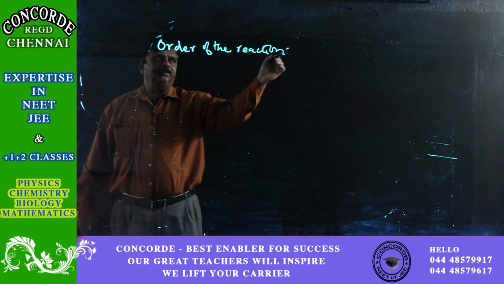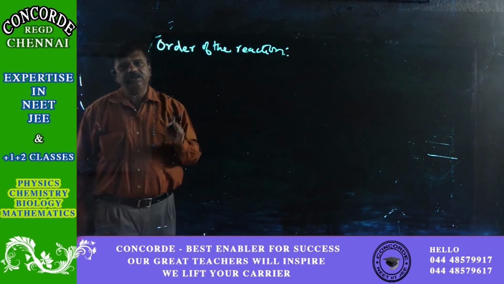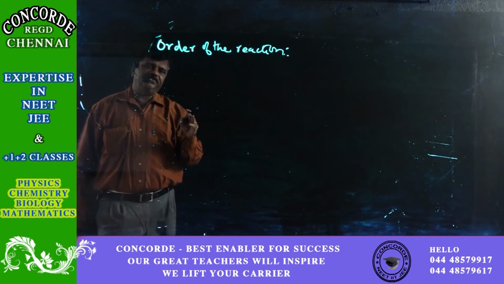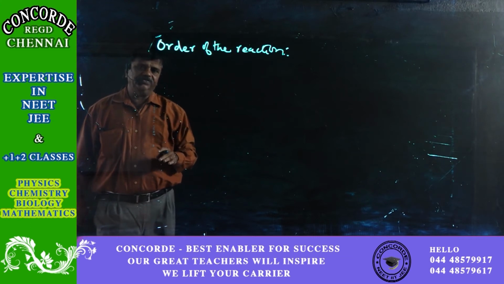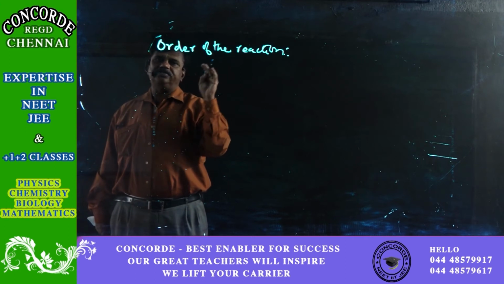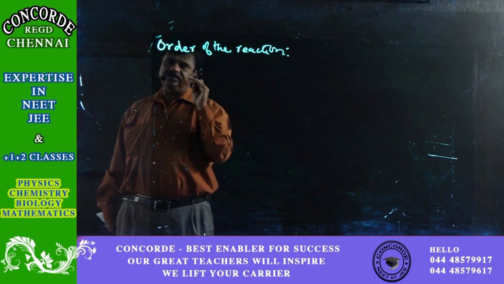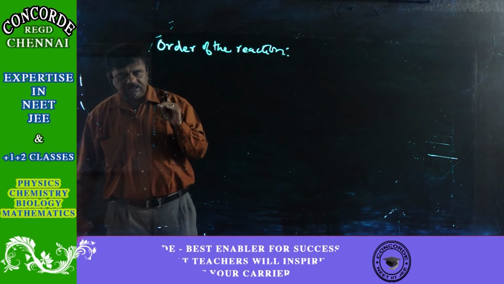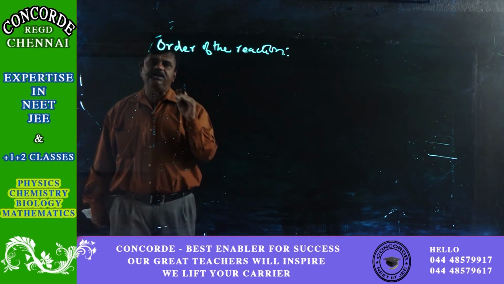Order of the reaction is the sum of the coefficients of the concentrations of the reactants in the rate law equation. The sum of the coefficients of the concentrations of the reactants as seen in the rate law equation.